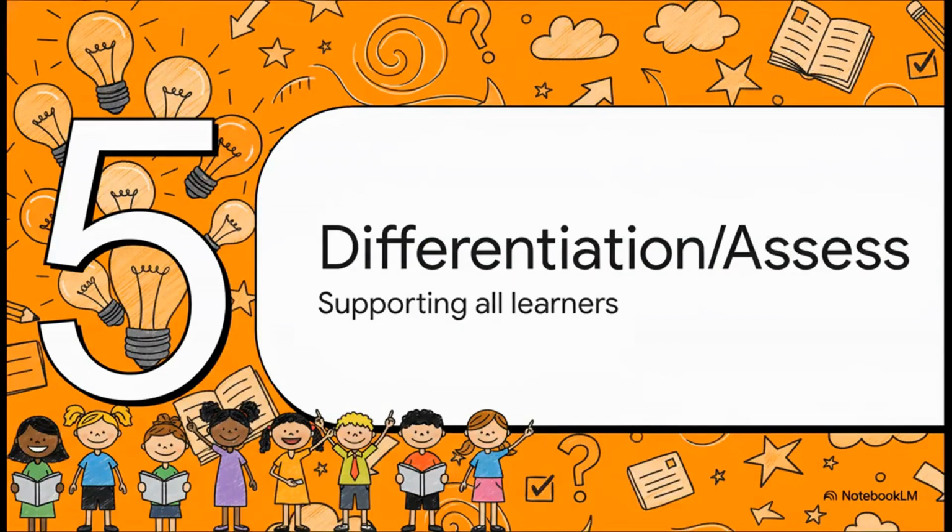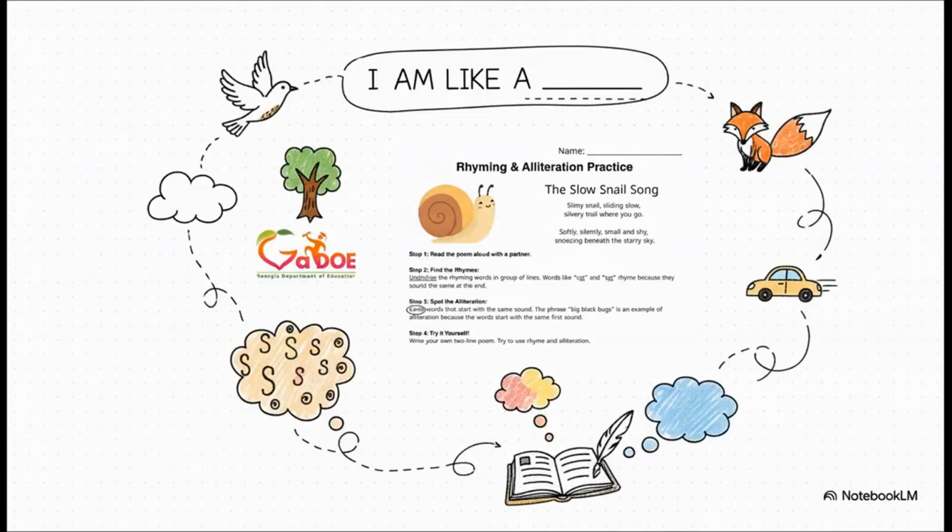Of course, in any classroom, we have a whole range of learners. So let's talk about how we can support everyone and, just as important, how we can assess their work in a meaningful way. To support all our learners, we can pull a fantastic scaffold right from the evidence document. For a student who just feels stuck, a simple sentence frame like, I am like a blank, can be all they need to get their wheels turning. It's a small support that unlocks the creative part of the task, which is really what this is all about.